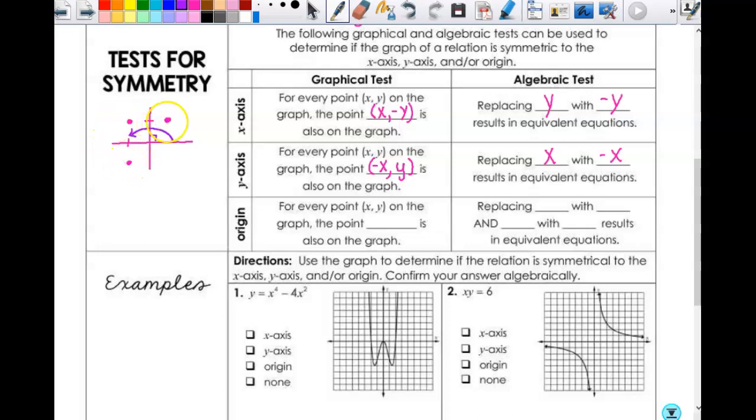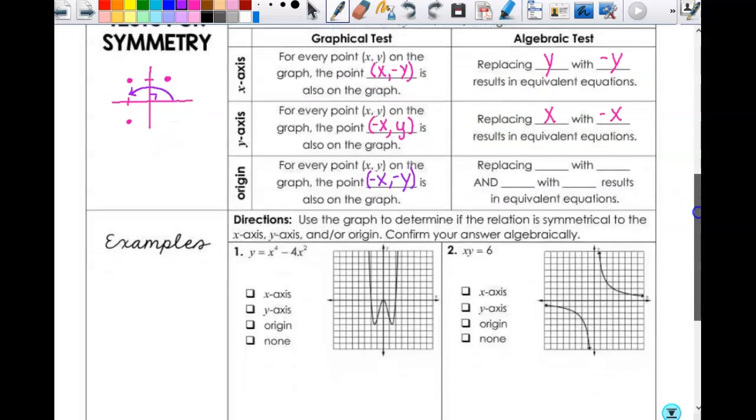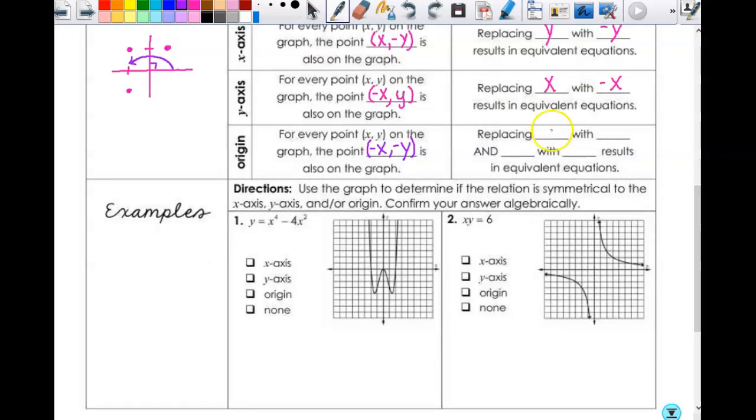Well, to get from here to here, if I reflect here, I change the sign in x. Reflect here, I change the sign in y. So for every point (x, y) on the graph, there's a (negative x, negative y) that's also on the graph. So algebraically, when I test this, I have to replace x with negative x and y with negative y and see if it results in equivalent equations. Okay? What questions do you have at this point?